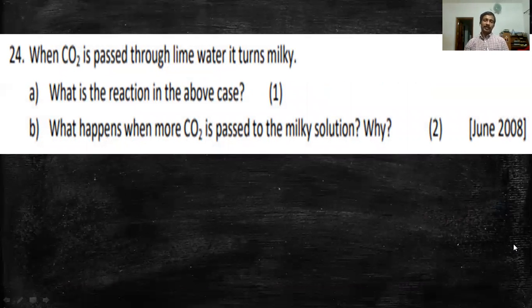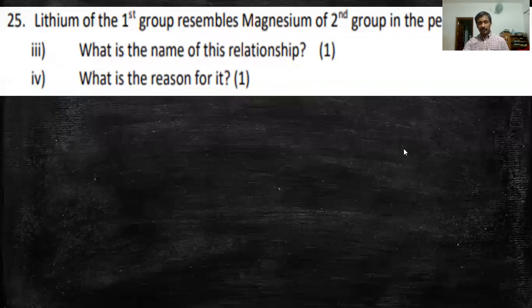When CO2 is passed through lime water, it turns milky. What is the reaction in the above case? Ca(OH)2 plus CO2 gives CaCO3 plus H2O. What happens when more CO2 is passed through the milky solution? Why? That will become a clear solution due to the formation of calcium bicarbonate.